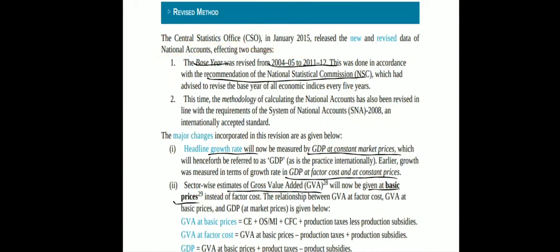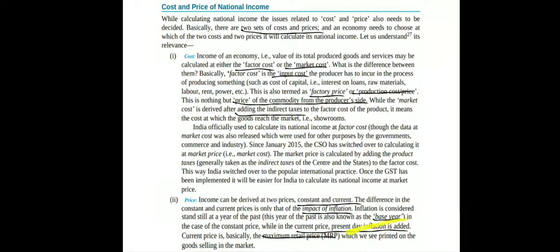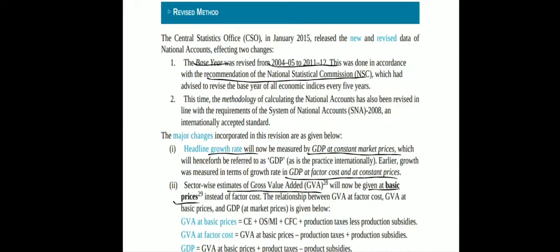So the base year that we saw here, which was required to calculate the constant price, was revised from 2004-05 to 2011-12, and this was done in accordance with the recommendation of the National Statistical Commission. So what are the major changes that we've seen?